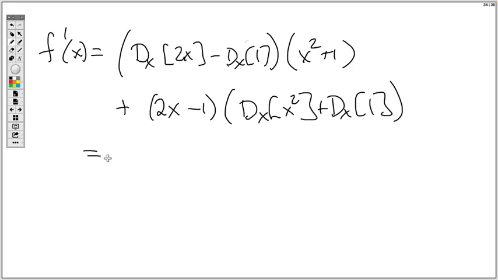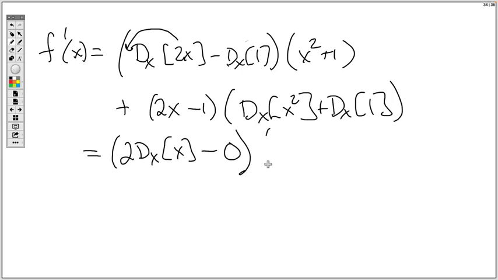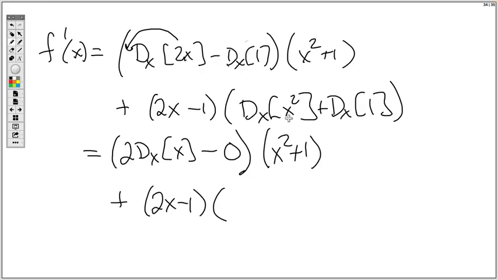So far, so good. What can I do with this 2? Bring it out. What's the derivative of 1? 0. That's all times x squared plus 1, plus 2x minus 1 times... What's the derivative of x squared? 2x to the first, or 2x, plus what's the derivative of 1? 0. And last but not least, what's the derivative of x? 1.